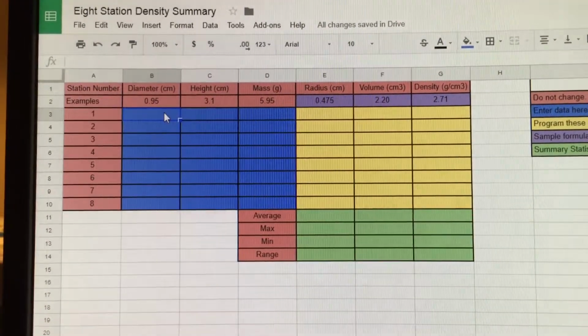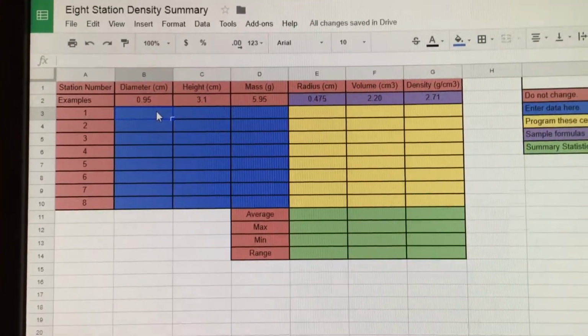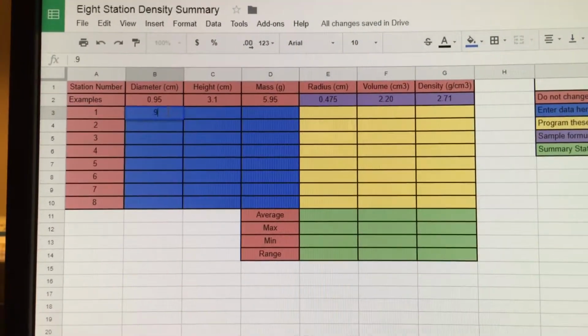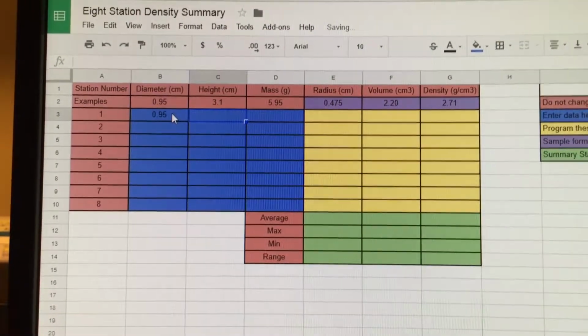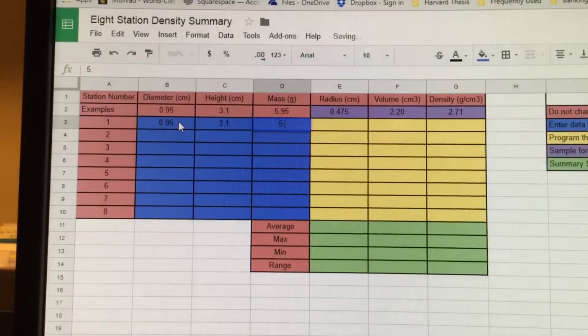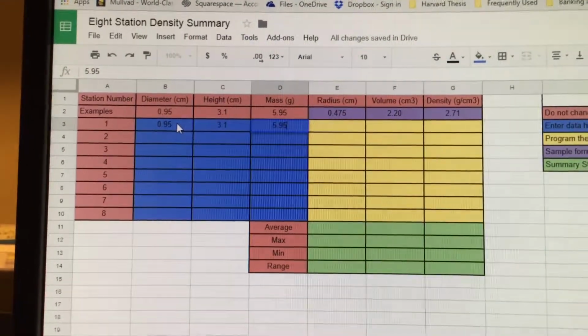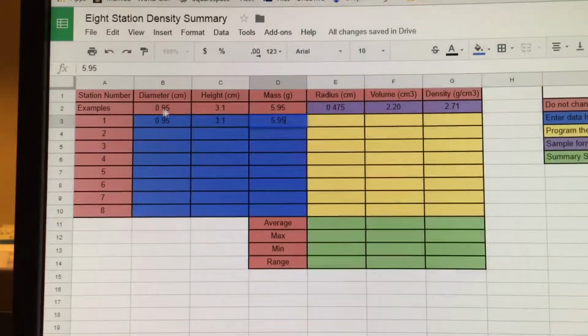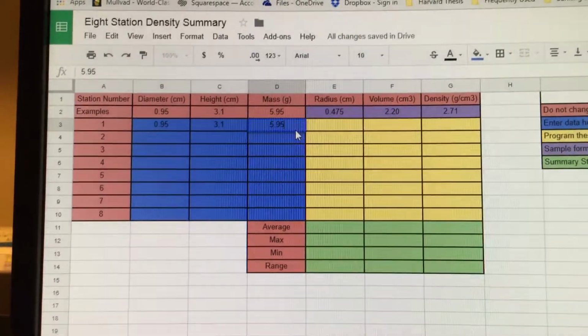Data from your lab results are to be entered into these blue fields here. I'll type in a couple of numbers for station 1. These are just made up, so of course you should not copy them, but I'll use 0.95 for the diameter, I'll use 3.1 for the height, and 5.95 for the mass. These are the same values that are used in the example value in row 2.